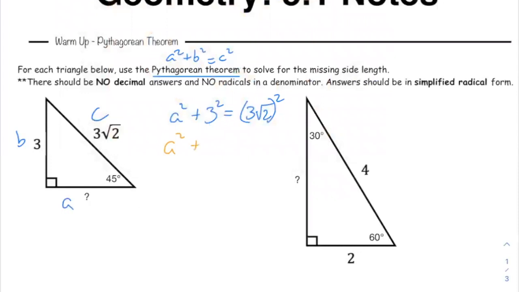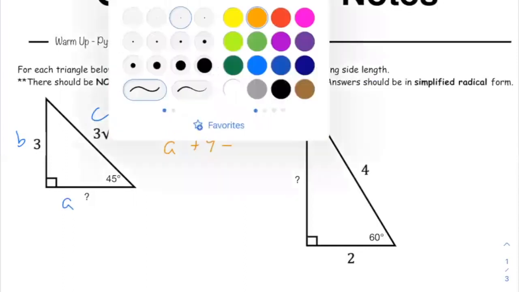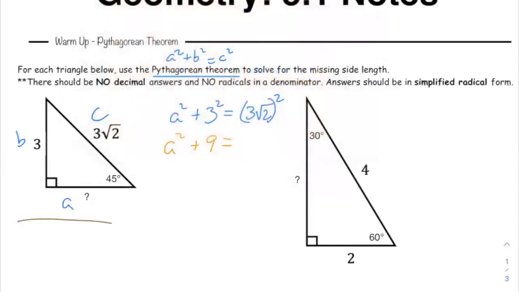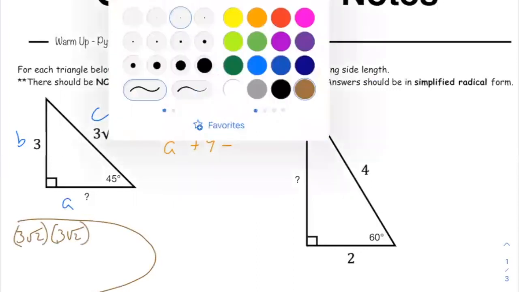3 squared is 3 times 3, which is 9. Now 3 root 2 squared. We've got to square the 3 and square the root 2. I want you to think about it like this. I'm going to put a little workspace here. I'm going to take 3 root 2 and square it by multiplying it by itself, because that's what squaring means. So what can I multiply here?